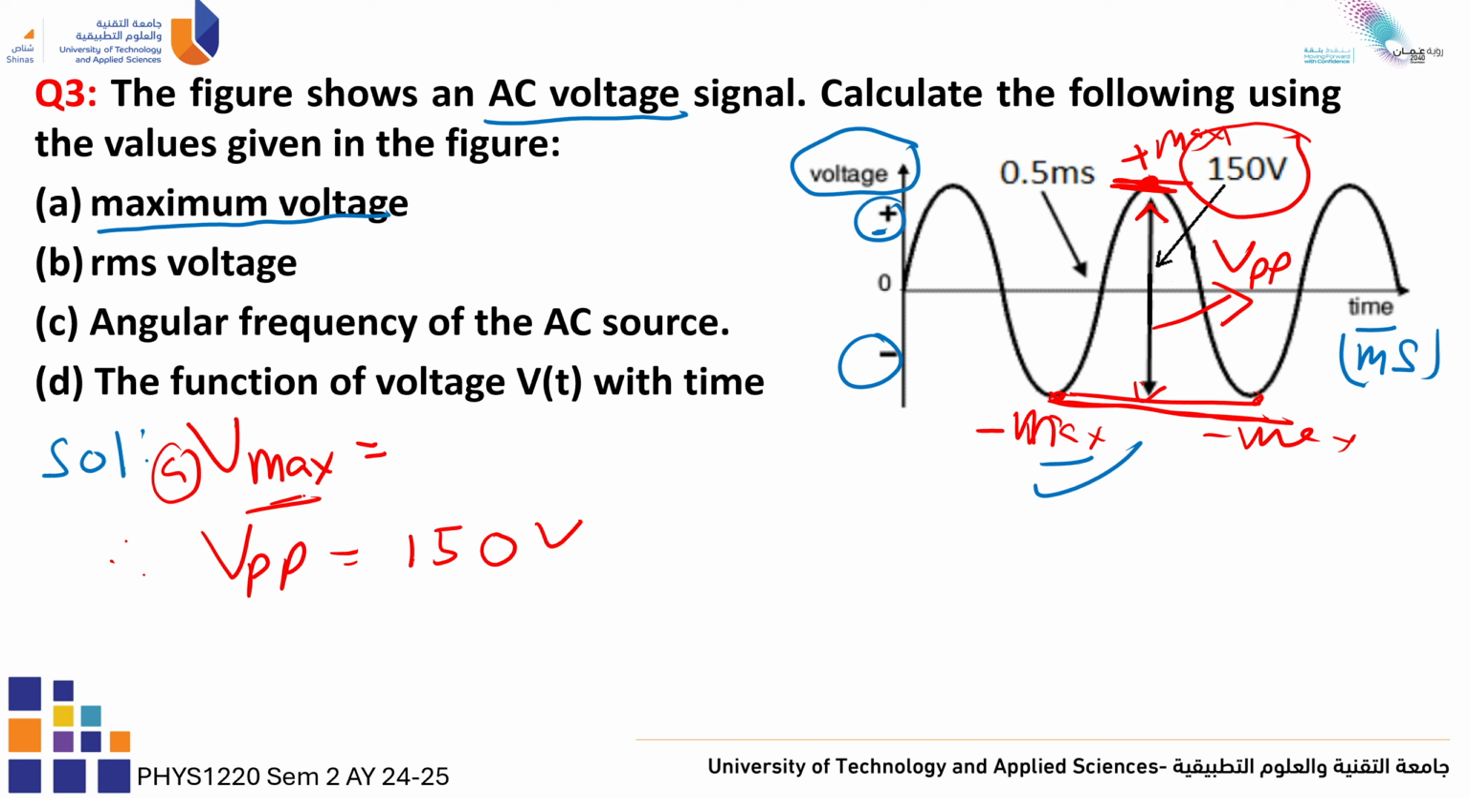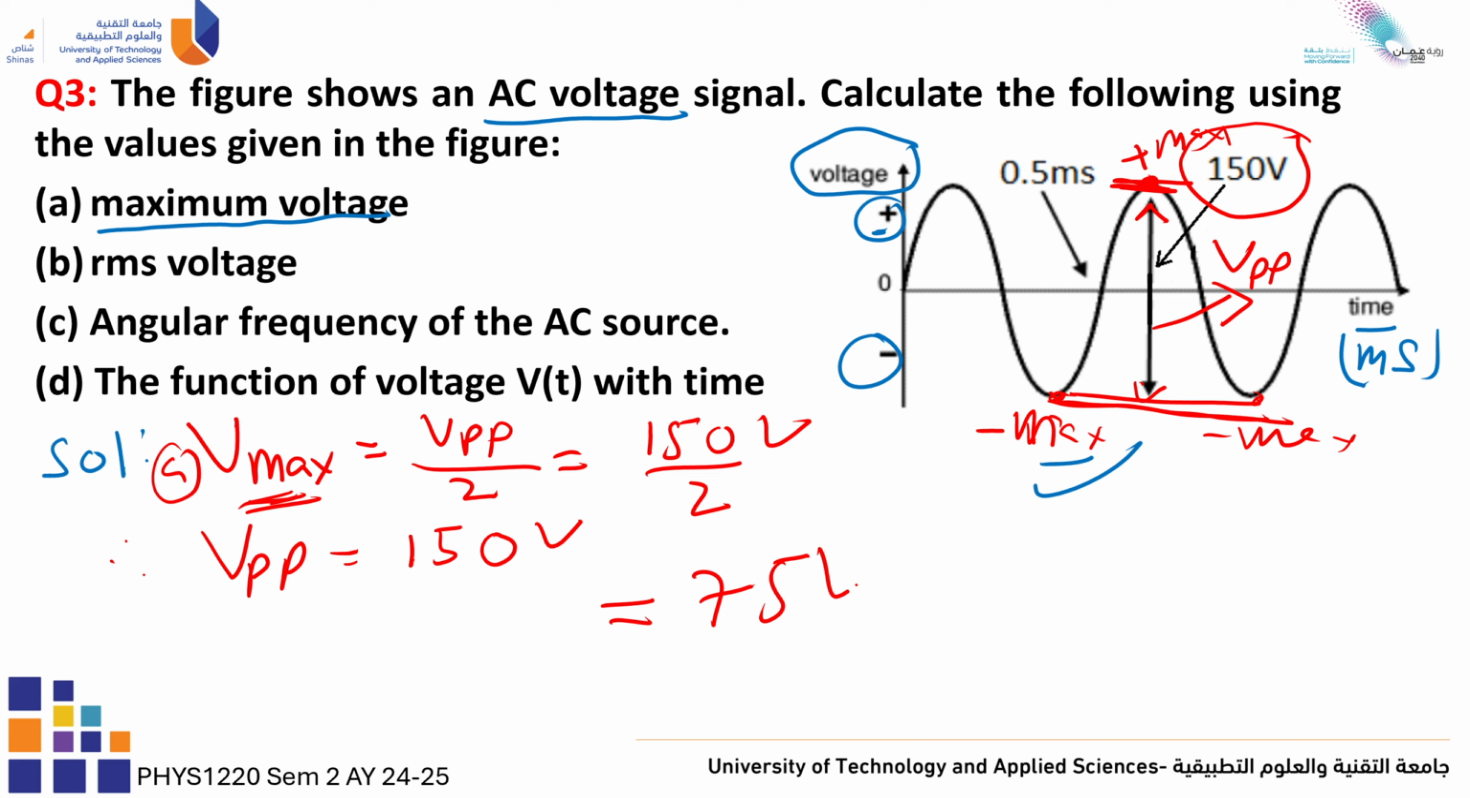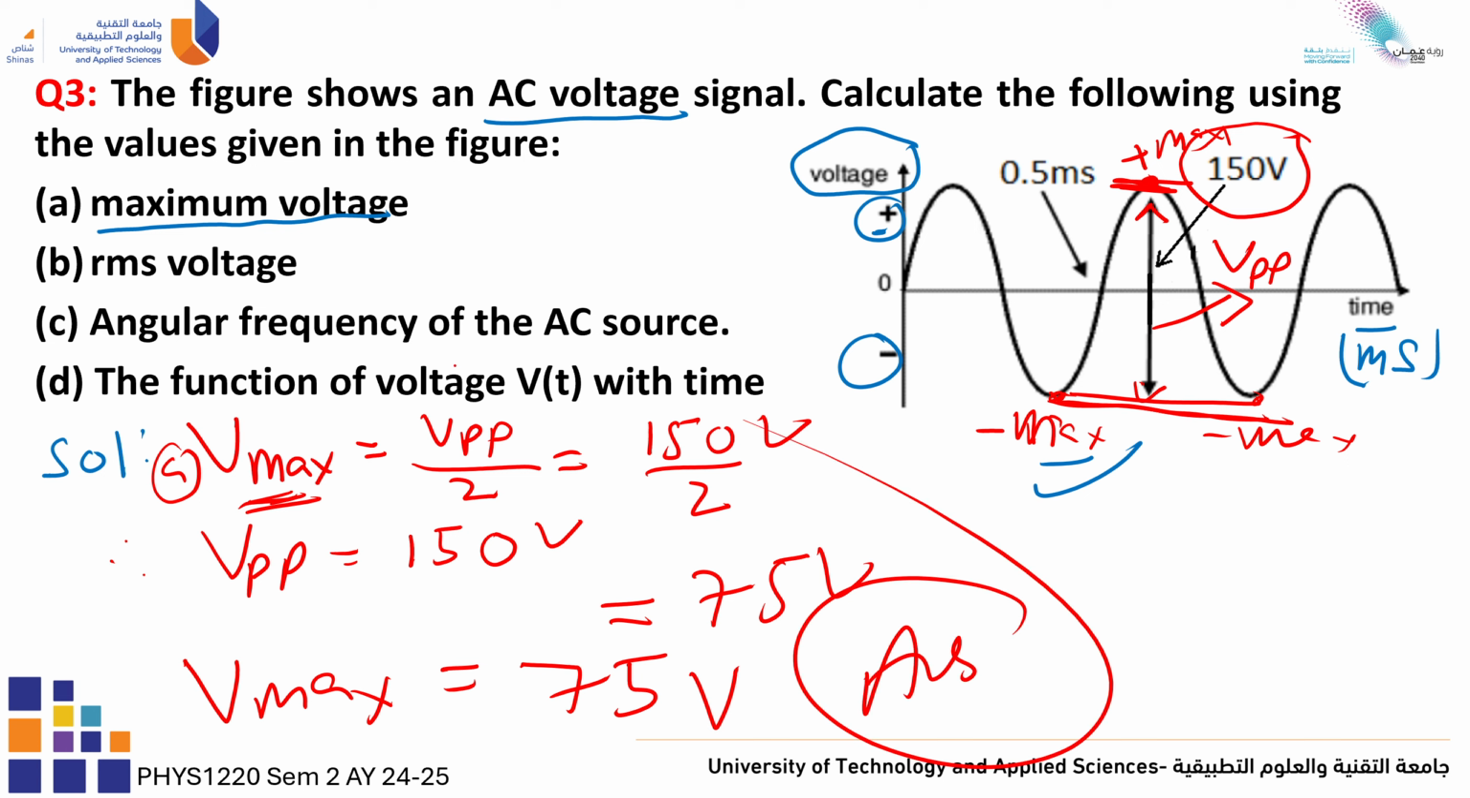Now they're asking what is the value of the maximum voltage. So I can find the maximum voltage by making this peak to peak half. So this will be 150 volt divided by 2, which is equal to 75 volt. So the maximum voltage is equal to 75 volt. This is the answer here.